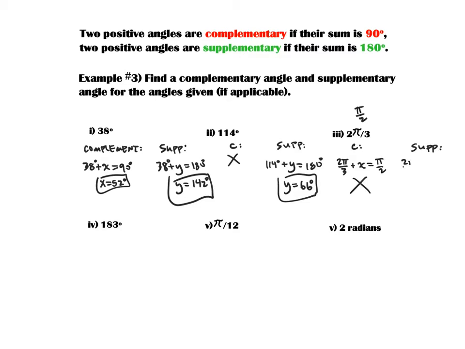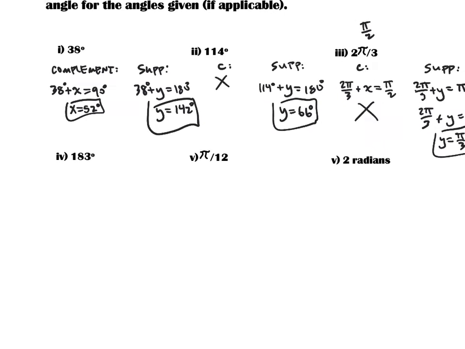So 2 pi over 3 plus y is equal to pi. Now, we have to get a common denominator to find the supplement. So 2 pi over 3 plus y is equal to 3 pi over 3. If I subtract 2 pi over 3 from 3 pi over 3, it looks like the supplement of 2 pi over 3 is pi over 3. Awesome.